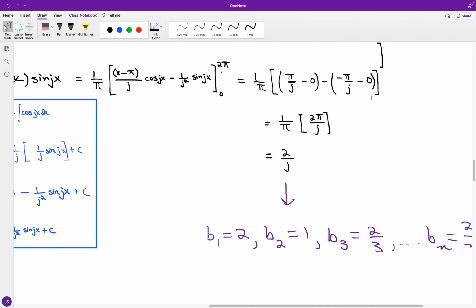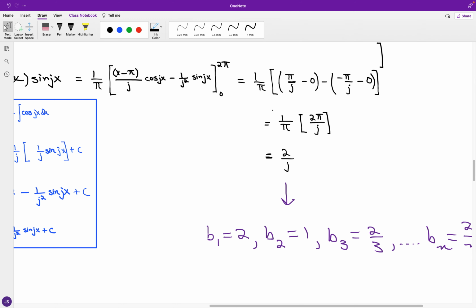Okay, so at 2 pi, the cosine of 2 pi is 1. And here with 2 pi, you have 2 pi minus pi, that becomes pi. So we have pi over j times 1. And again, sine of 2 pi is 0. And with the lower limit at 0, now you're going to have negative pi: 0 minus pi is negative pi over j. Cosine of 0 is 1. And again, sine of 0 is 0.